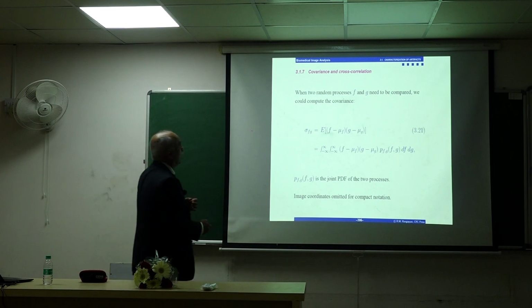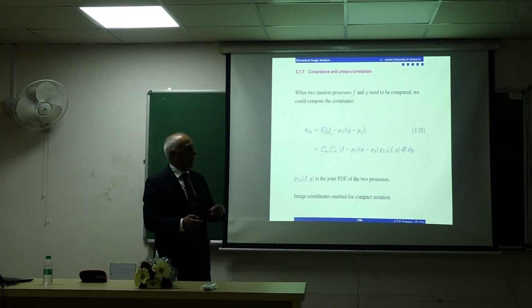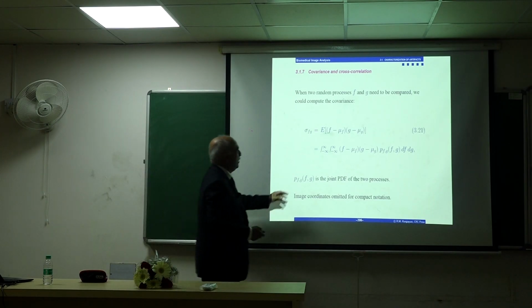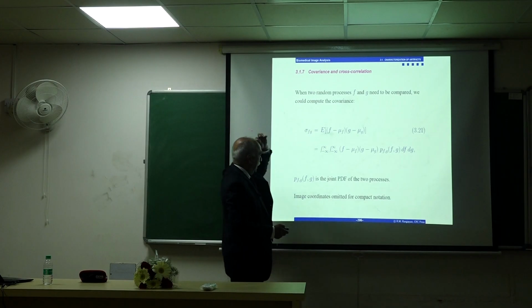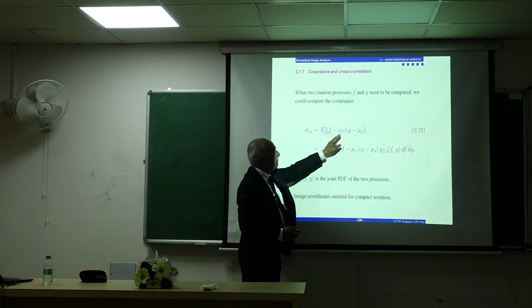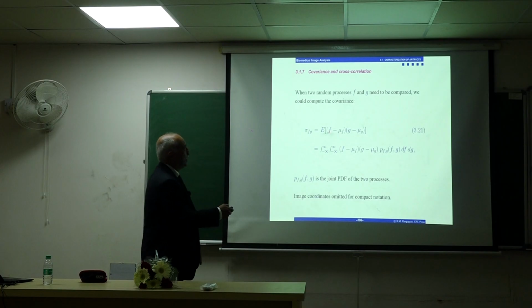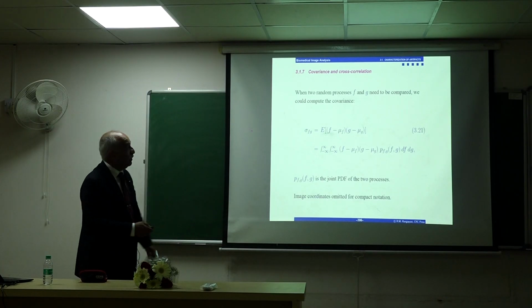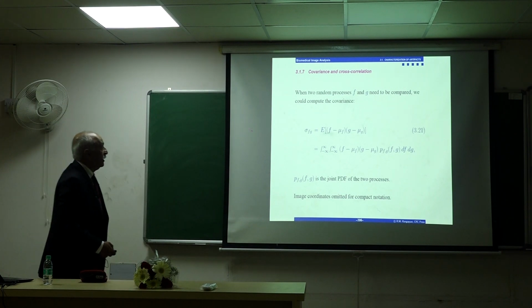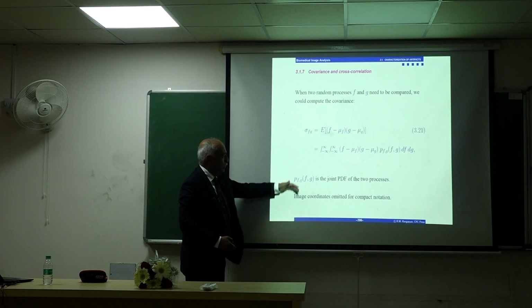The covariance and cross-correlation are two more measures. We saw autocorrelation. In cross-correlation, the signals are different, not just the same. In terms of the expectation value, sigma fg is the expectation of (f minus mu f) times (g minus mu g). Previously, it was (f minus mu) squared. So now you have two functions, two images, f and g, their means, and you multiply with the joint PDF and integrate on both of them. So you need the joint PDF of the two processes.